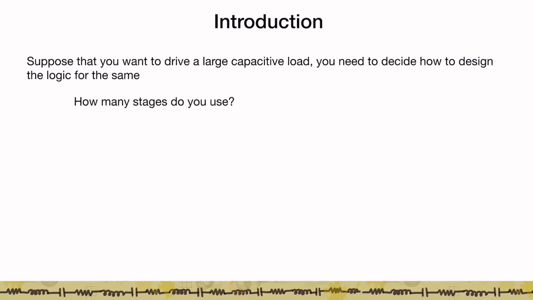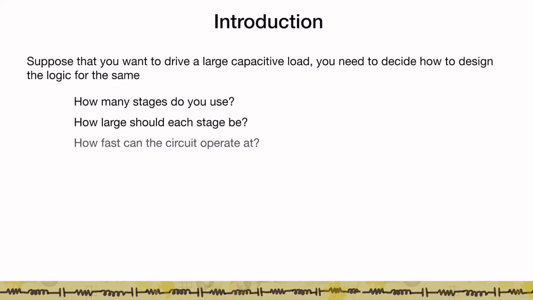So the first question you might want to ask was, how many stages should I use when I want to design this logic? How large should each stage be? And given all that, what is the fastest I can operate the circuit at, right? So these are good numbers to have in mind when we're doing quick back of the envelope kind of calculations.